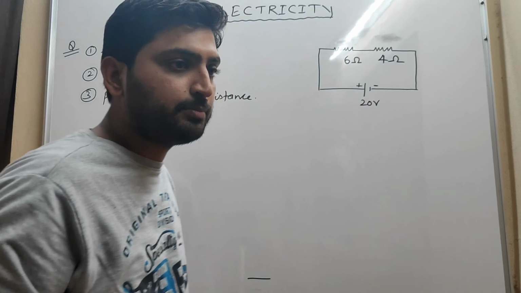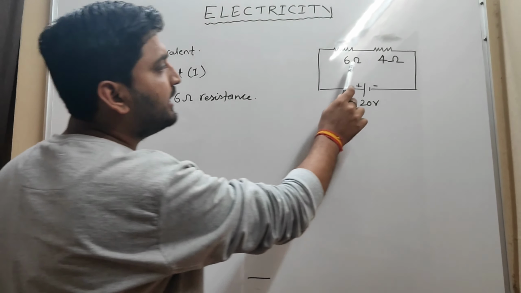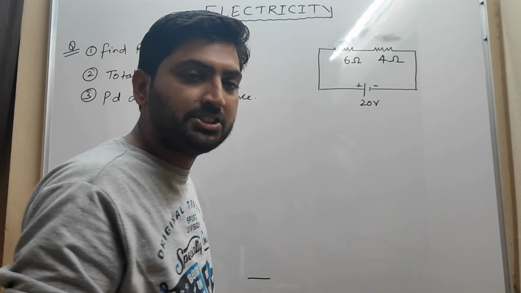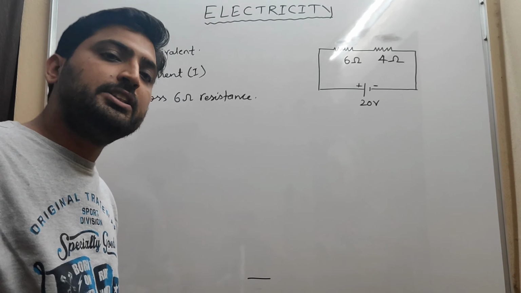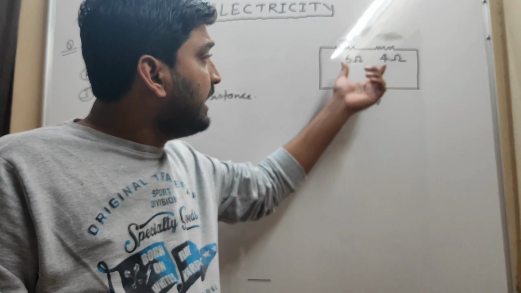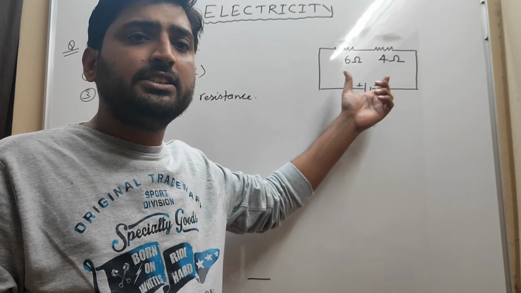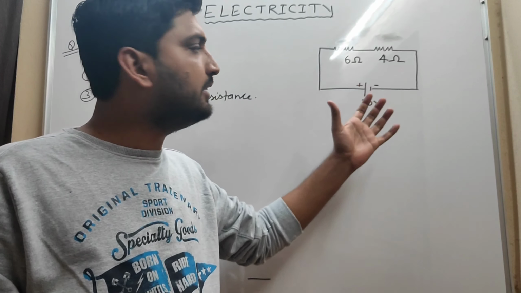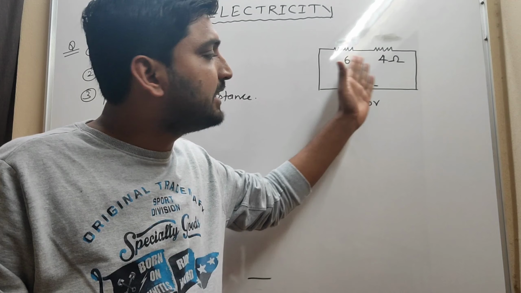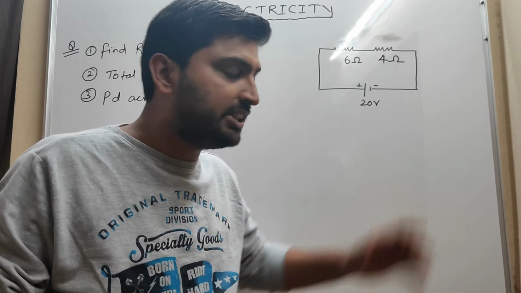of 20 volt. So see here, how will you identify whether this 6 ohm and 4 ohm are connected in series or parallel? I have discussed this also in my previous video. If current is not dividing, then we say the resistances are connected in series.